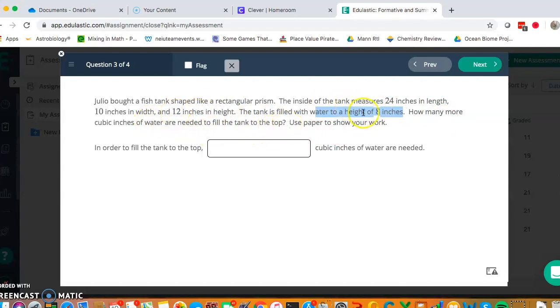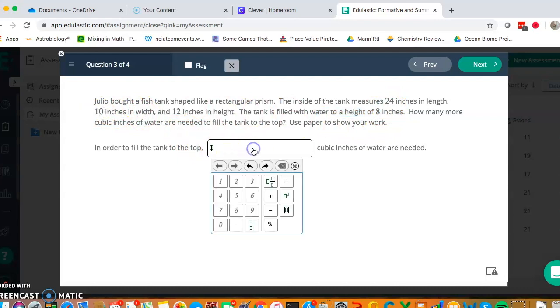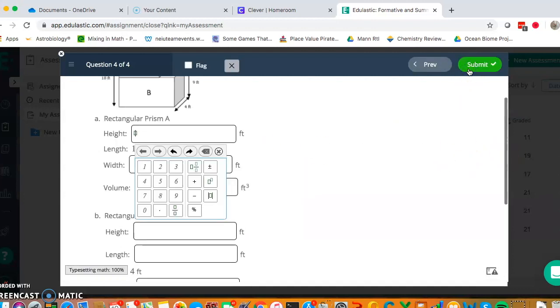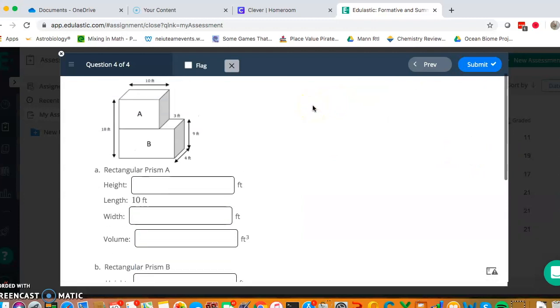So I'm going to do 12 minus 8 in order to find out what is still needed. That's 4 inches more of height. But remember, this is volume, so I still need to use those 2 other numbers. I'm going to multiply 24 by 10 by 4. When I do that, 10 times 4 is 40. 40 times 24 is 960. Move on to the last question.